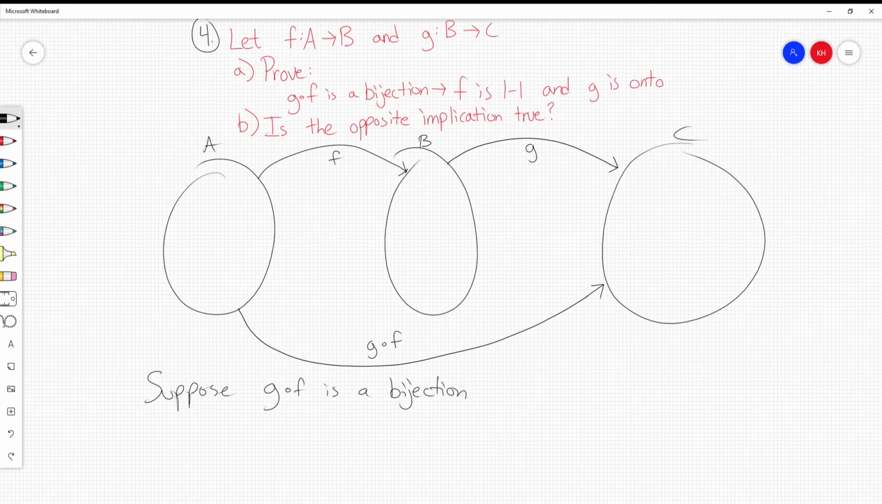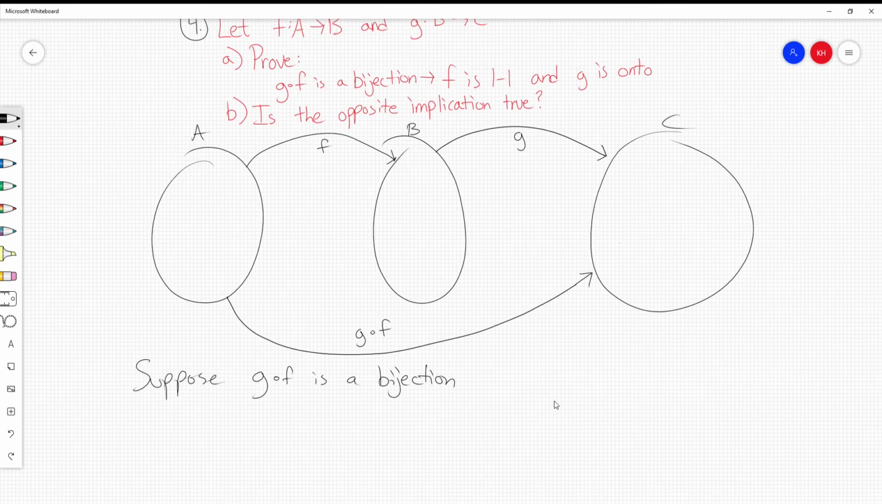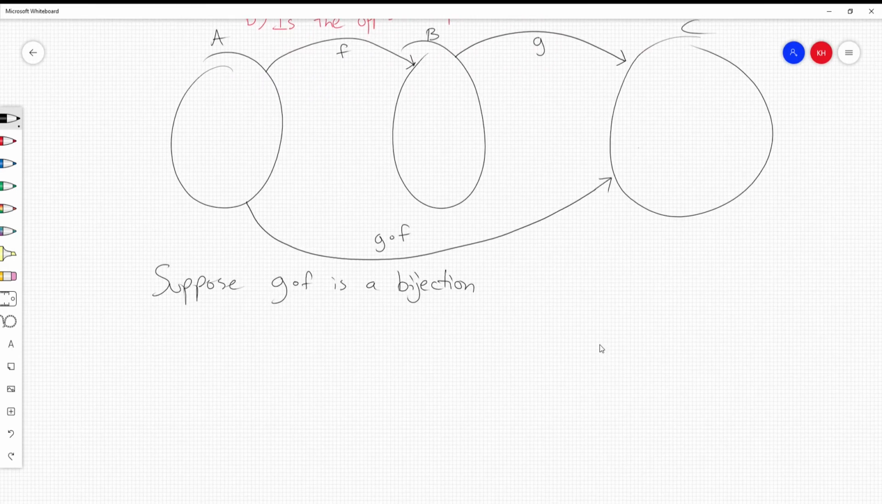All right. We need to therefore imply that f is 1-to-1 and g is onto. So assuming that g composed of f is a bijection can be a little tricky on the mind. So instead what we're going to do is break it up into two parts. We're going to say that g composed of f is injective, or 1-to-1 in this case.